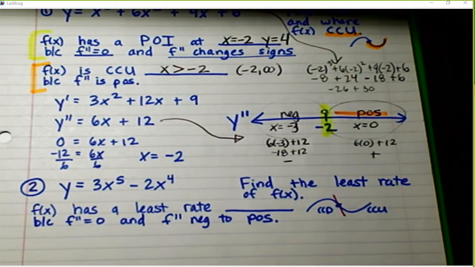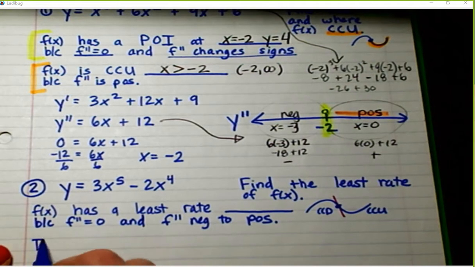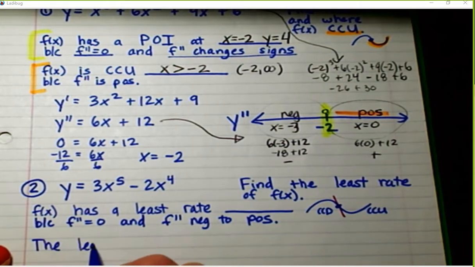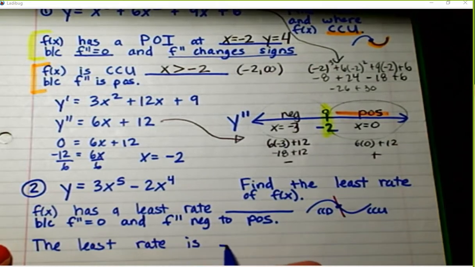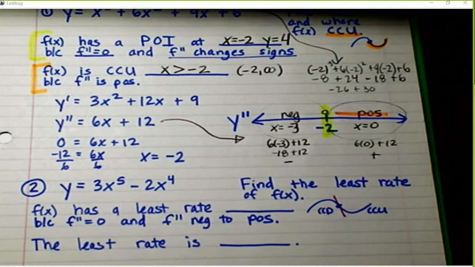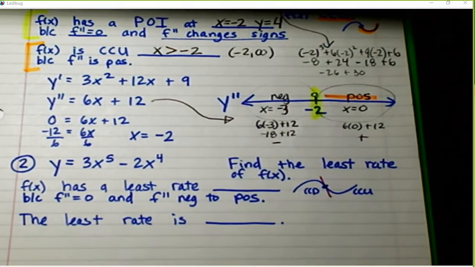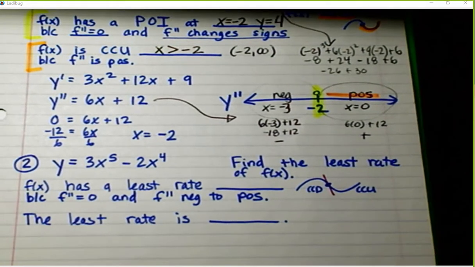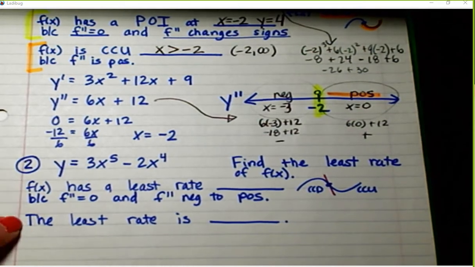Whew. The sentences are the hard part. It's not the algebra. That's all pretty straightforward. It's the sentences that are telling you what to look for. The least rate is. Okay, it actually did say find the least rate. So I added a sentence that said the least rate is. This is telling me where it's going to happen.